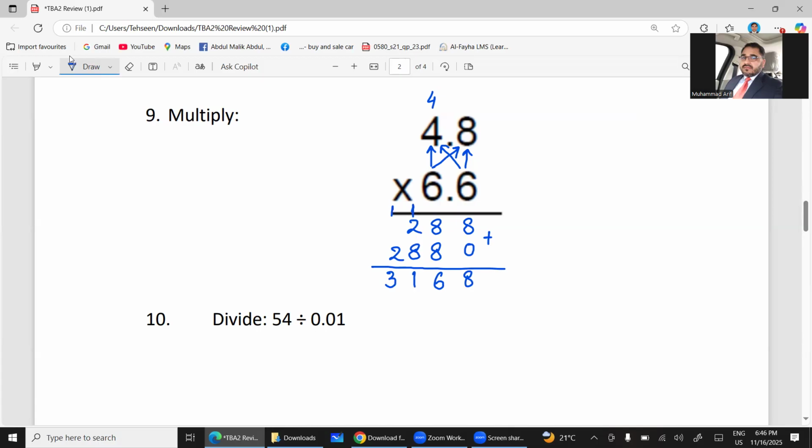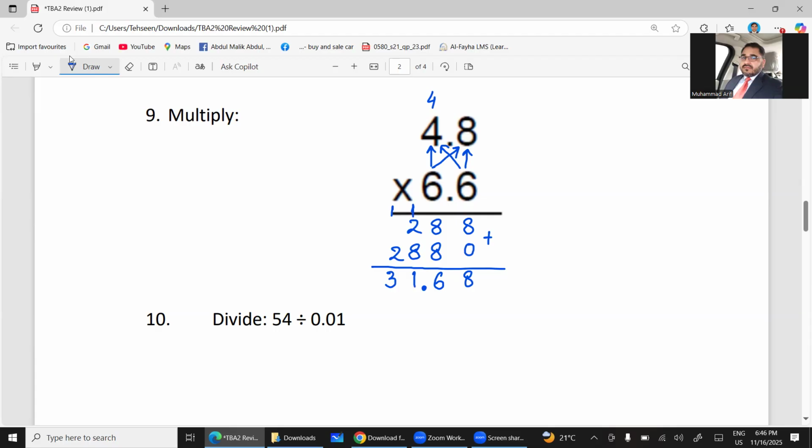Now we need to write the decimal notation. As in the question, after each decimal there is 1 digit, as a whole there are 2 digits after the decimal. And here we need to write the decimal. After the decimal there must be 2 digits in the answer as well.